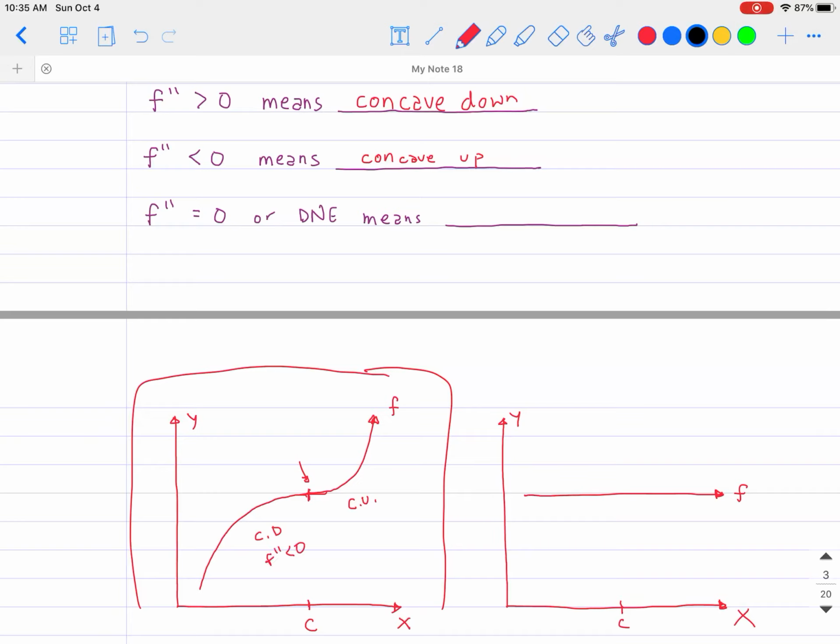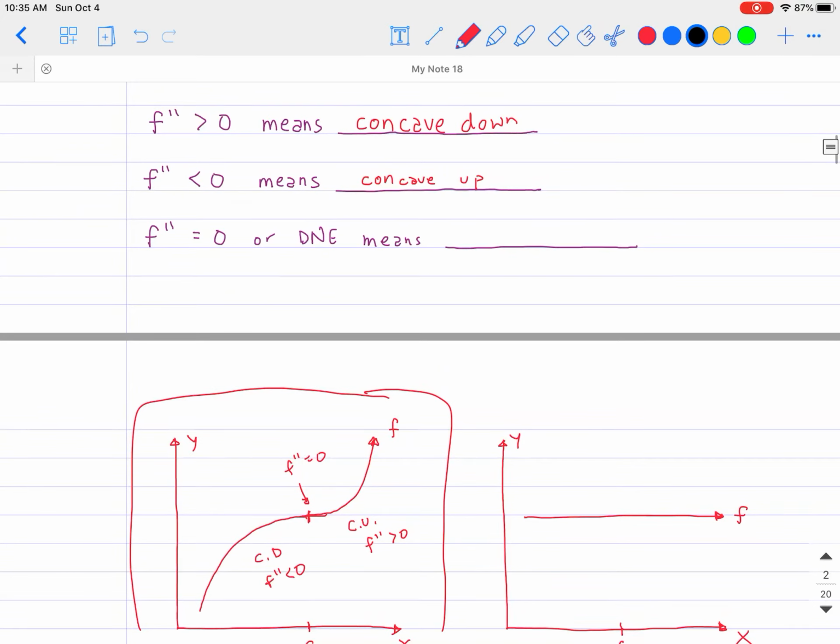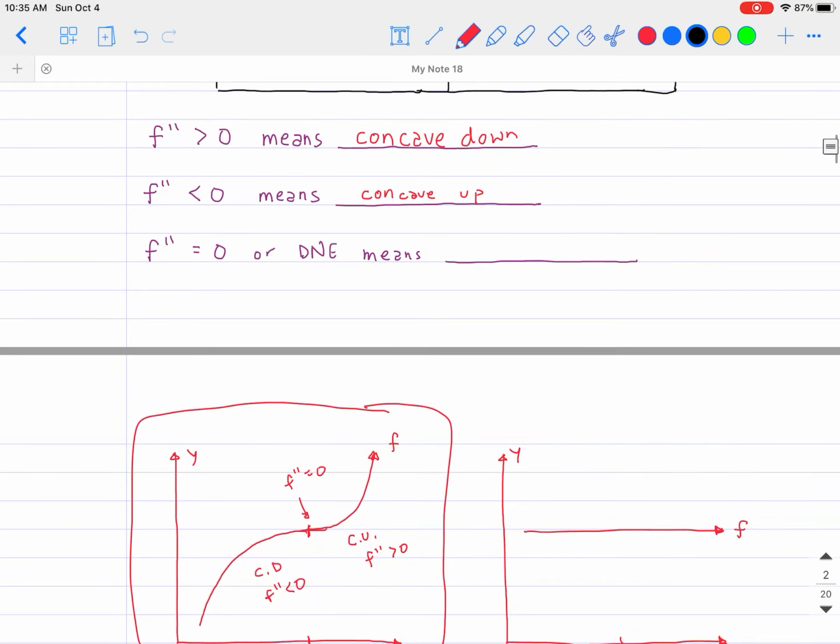So you'll notice here that f double prime is less than 0, and then f double prime is going to be greater than 0. So here, f double prime must be equal to 0. What that means is when f double prime is equal to 0, or in the case of does not exist, we create something where you change concavity between the graphs. That is to say you're going from concave up to concave down, or concave down to concave up. This is what is known as a point of inflection.